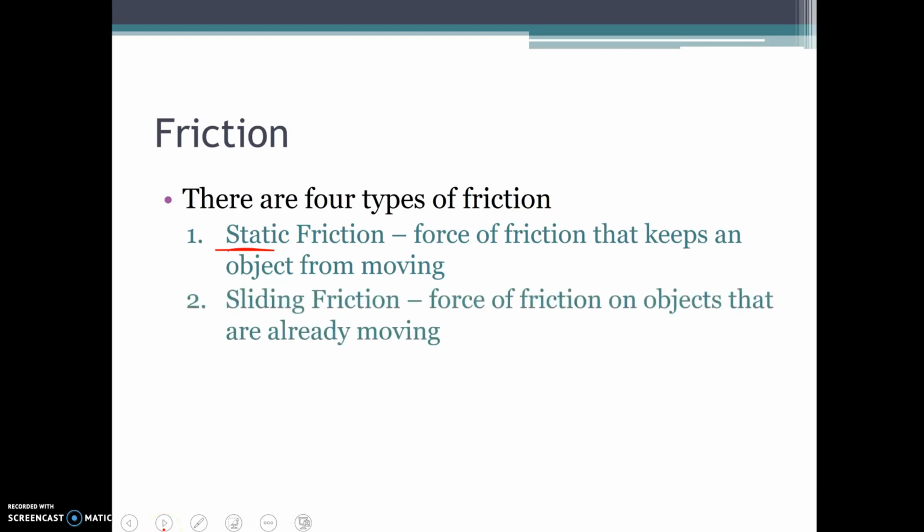The next one is sliding friction, and I'll go back to the sled example. It takes a lot of force to get it started moving. It takes a little bit less force to keep it moving or to keep it sliding. Sliding friction is the force of friction on objects that are already moving, and it is almost always lower than static friction.